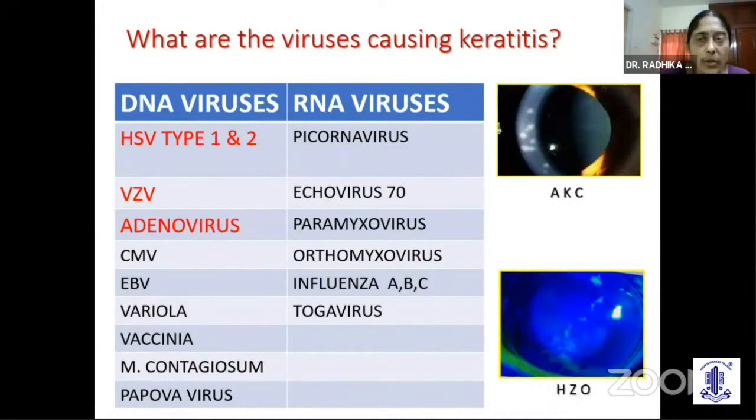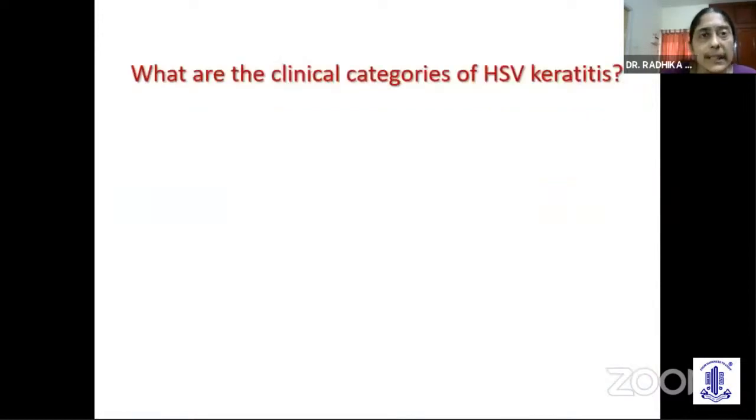But the focus of today's talk is going to be HSV, or herpes simplex virus keratitis. Why? Because not only is it a common viral infection that we see of the cornea, it is also a blinding eye disease. HSV type 1 is the common cause for corneal infections, and the virus generally affects organs above the waist of the body. And HSV2 can cause infection in the form of conjunctivitis in a neonate who has passed through the birth canal of an infected mother. So what are the clinical categories of HSV keratitis?